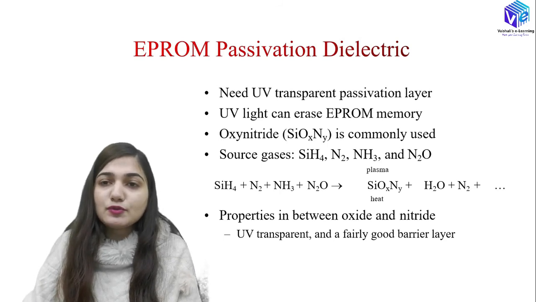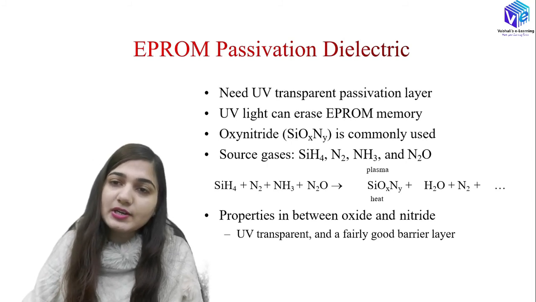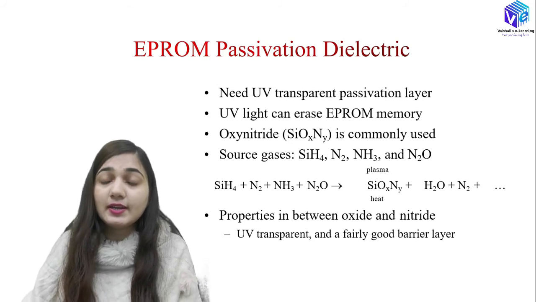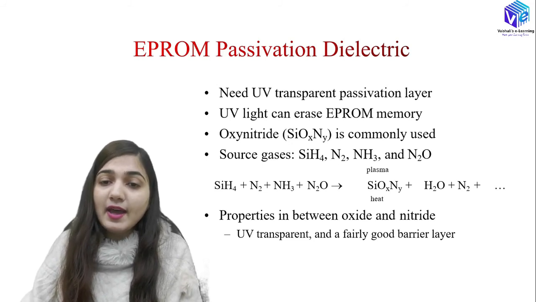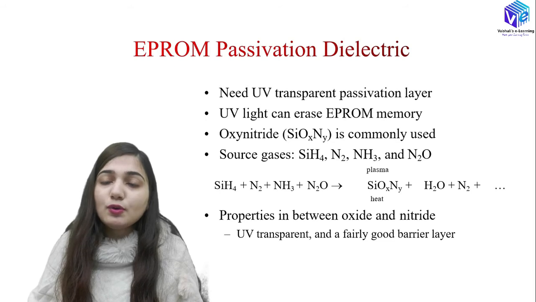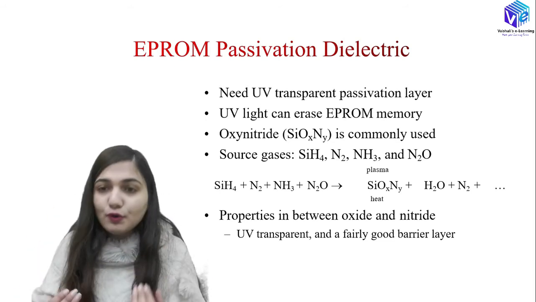Whenever I am using the erasable programmable read-only memory, and there I am using a passivation layer, there must be some characteristics of this passivation layer. So whenever I have EPROM, what is the characteristic of EPROM? EPROM requires UV light to erase the memory, right? So UV light must go to this chip.